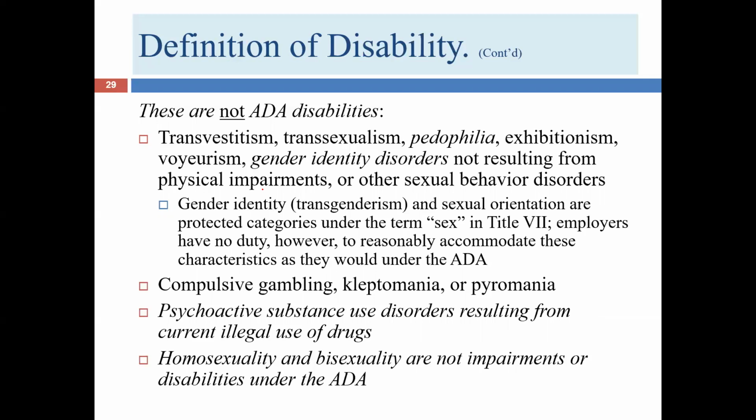Now, we've talked about gender identity and sexual orientation before. The ADA expressly excludes those from coverage, but they are now covered because of the Bostock case, the U.S. Supreme Court case, under the term sex in Title VII. But of course, there's no duty to reasonably accommodate sex under Title VII. So there is no duty for an employer to reasonably accommodate sexual orientation or gender identity or transgenderism in the workplace. That doesn't stop an employer from doing so if it wants to, but it's not a requirement.